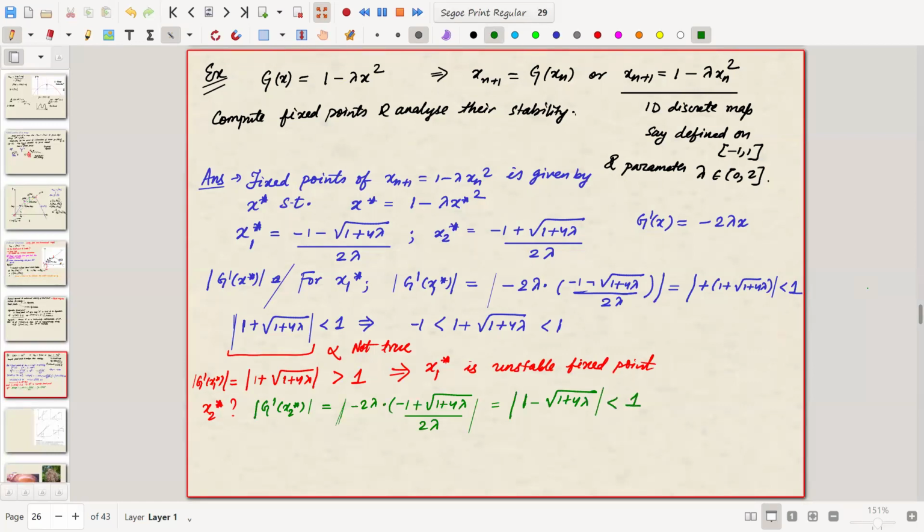Now this will give you a range of lambda. Find this range. Solve this inequality and find which range lambda belongs to. This parameter regime will tell you that x2 star is stable for this range of lambda.